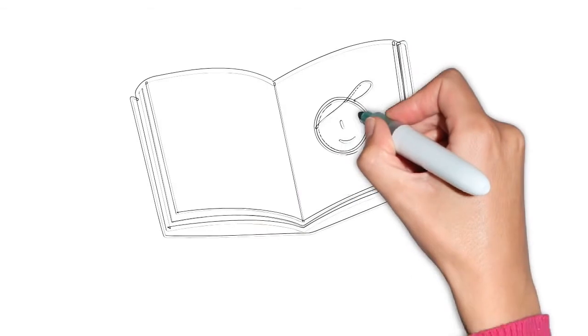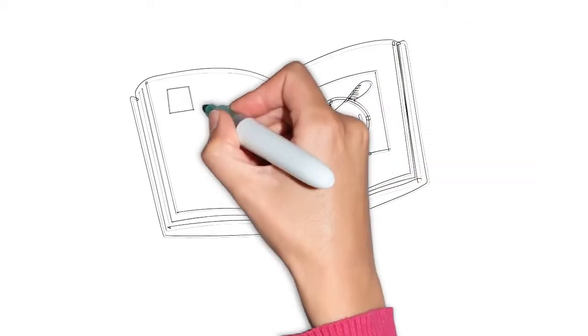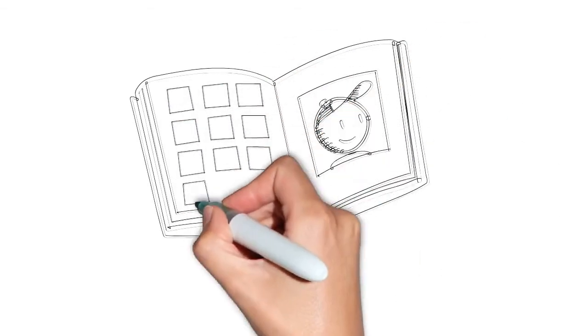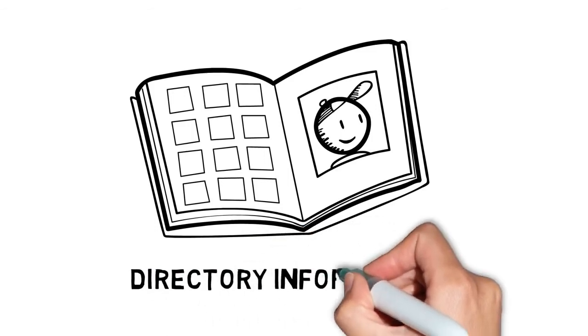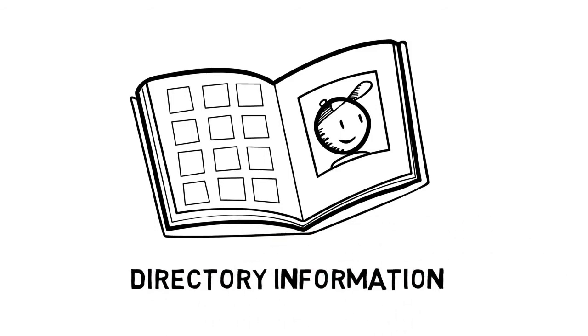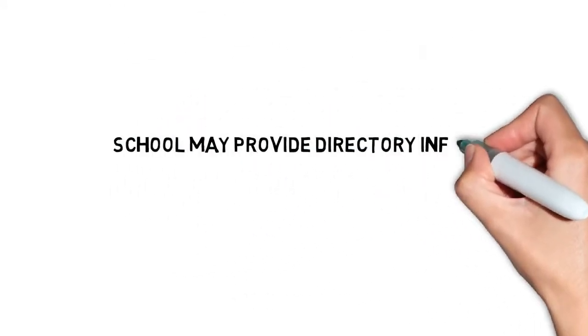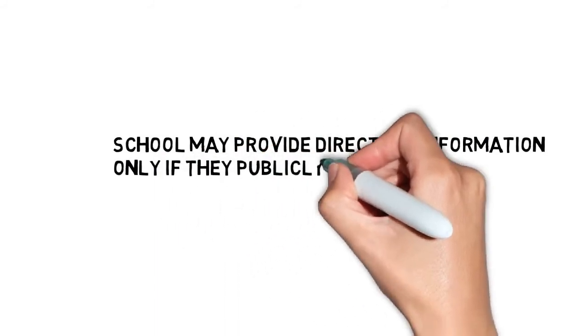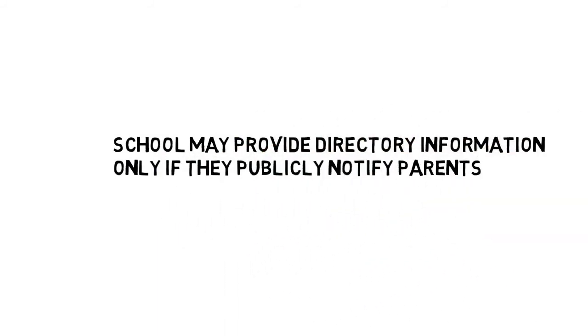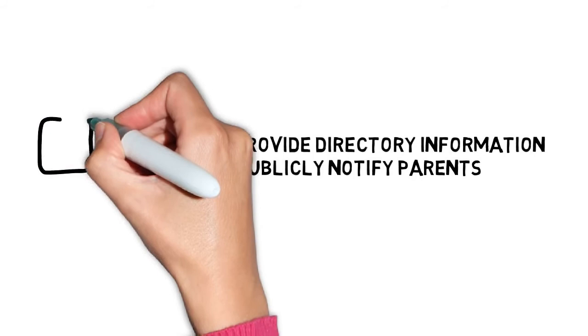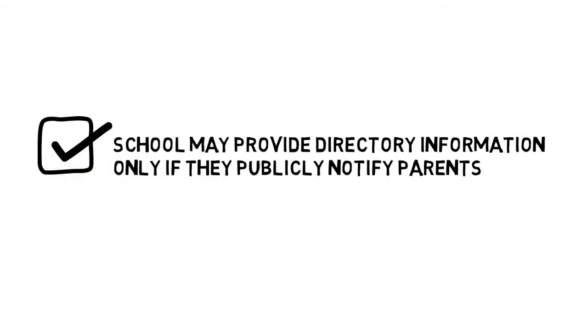FERPA may allow schools to disclose certain information, like a student's name, date of birth, or photos, without consent as directory information. This is often done in school yearbooks and athletic programs. A school may provide directory information without consent to third parties, such as service providers, only if they publicly notify parents about its directory information policy.